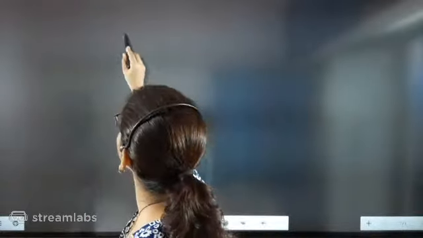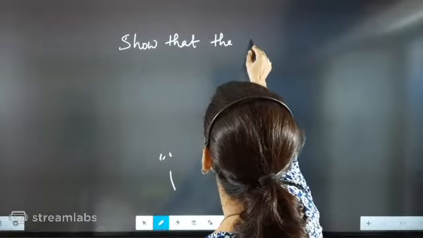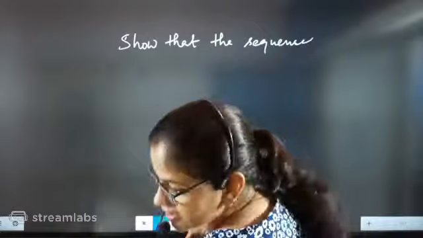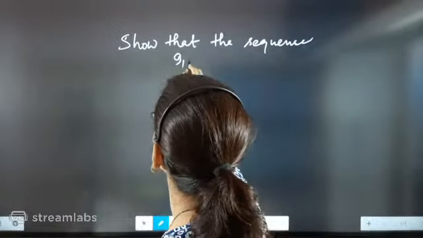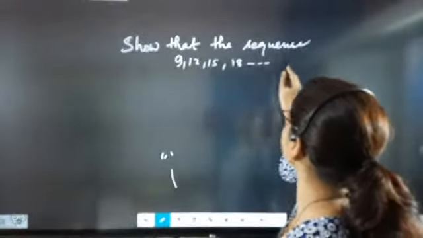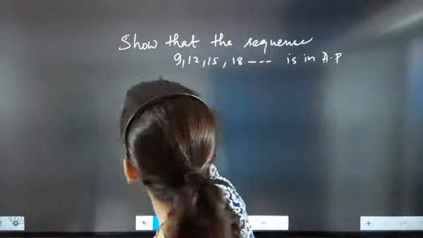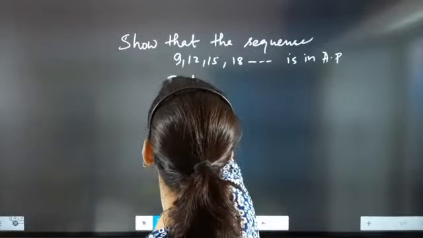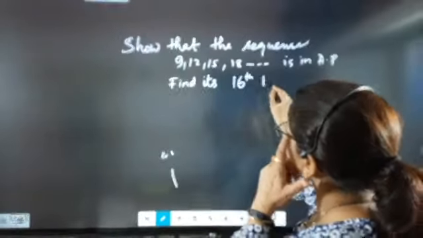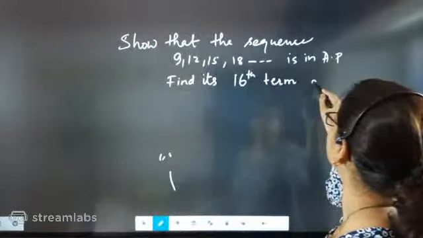Now look here. Show that the sequence 9, 12, 15, 18 and so on is in AP. First part. Second part, they are telling: find its 16th term and the general term.